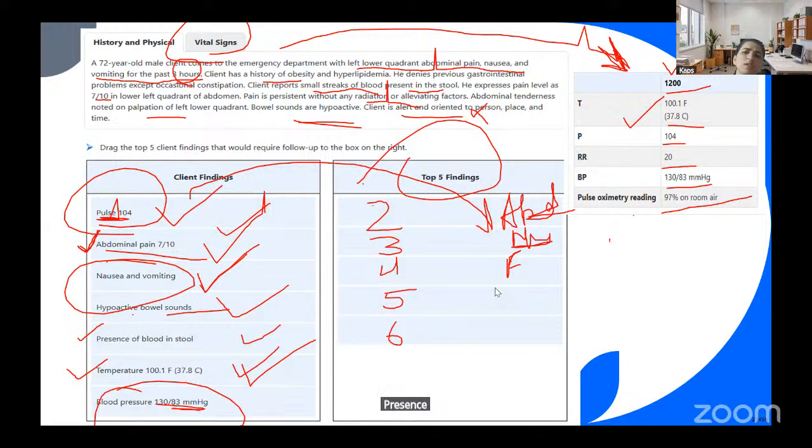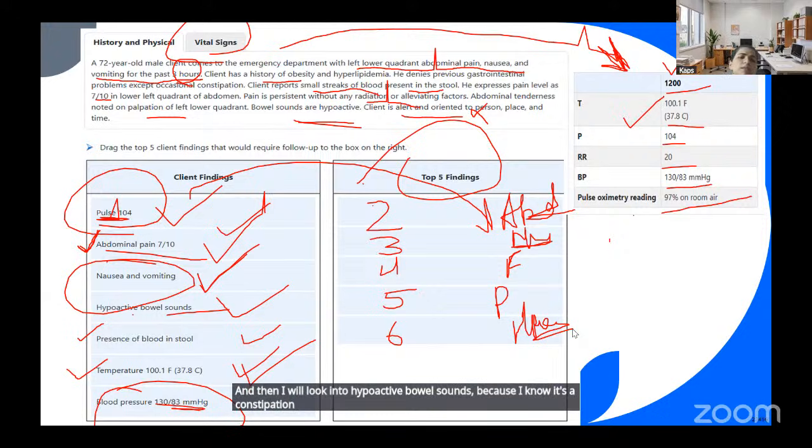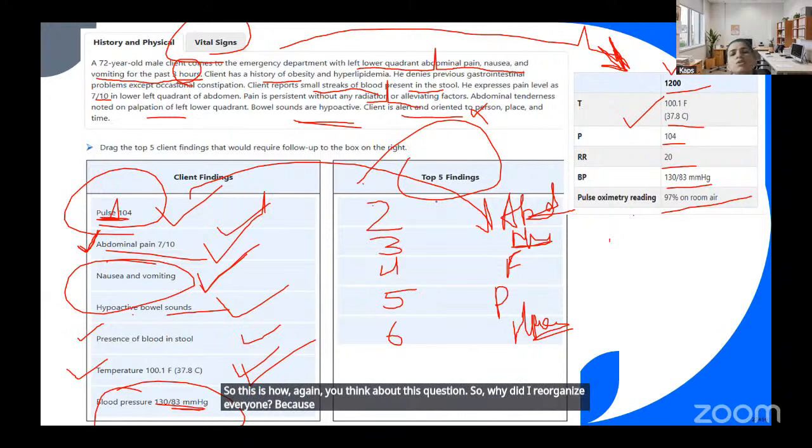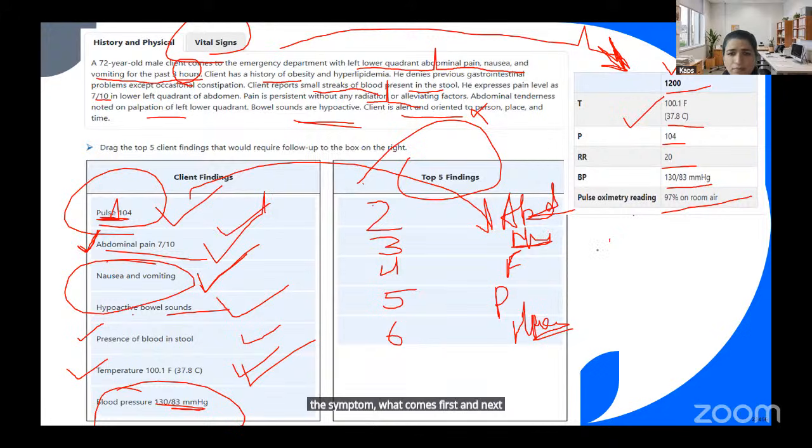And then the one we have, presence of blood in stool and hypoactive bowel sounds, right? Presence of blood in stool will come first, so I'll treat it first. And then I will look into hypoactive bowel sounds because I know it's a constipation and everything is in there, but that can still wait for me, right? So this is how, again, you think about this question. So why did I reorganize everything? Because someone asked me, what if we have to organize the symptoms, what comes first and next, right? So I hope everyone is still learning with me.